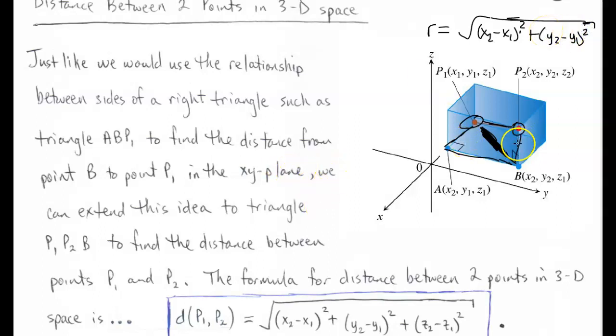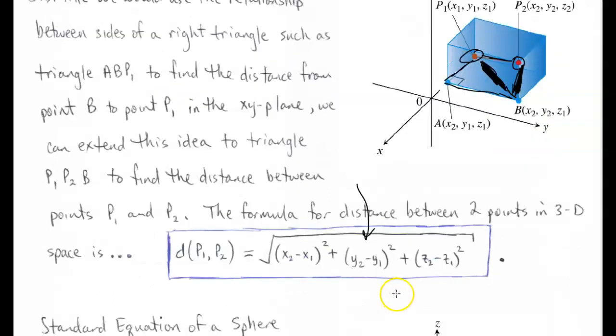And then of course, here all we need is the difference in vertical. And of course, when we actually work that all out, it ends up being this formula that you see down here. Okay. And so just like finding the distance in between 2 points in 2D space, we just have another coordinate to consider. That's the only thing really different about it.